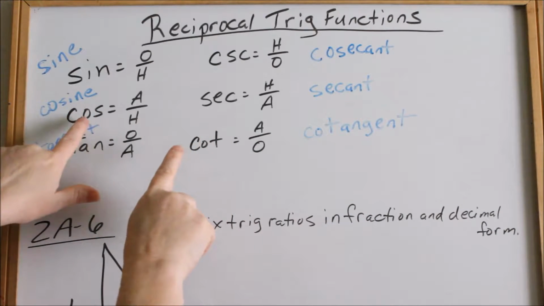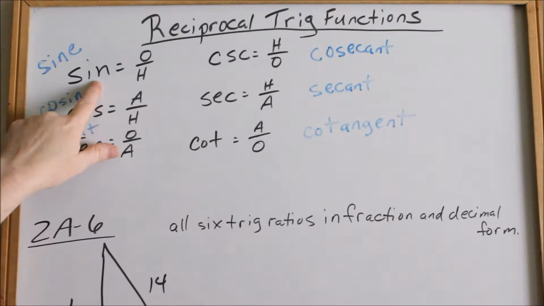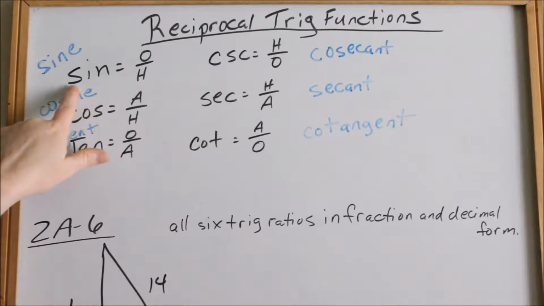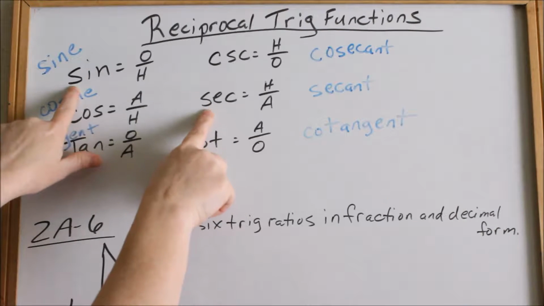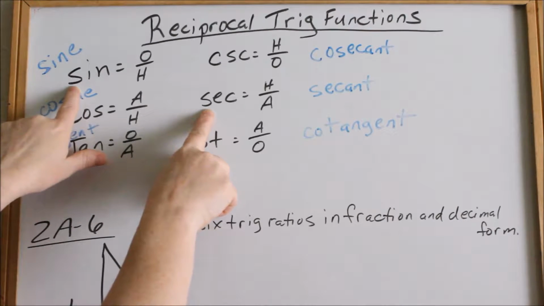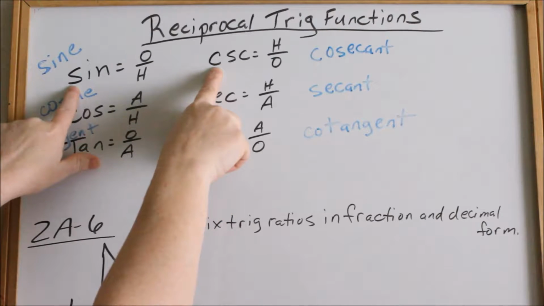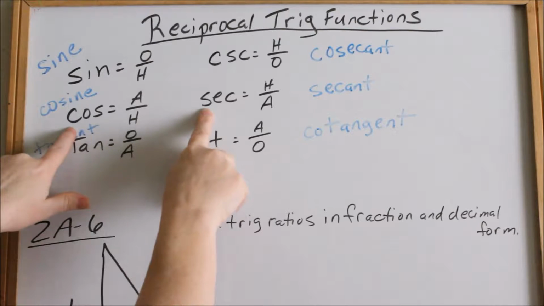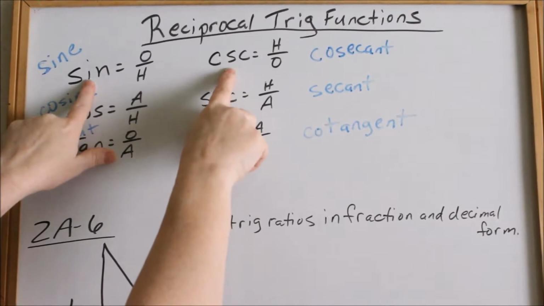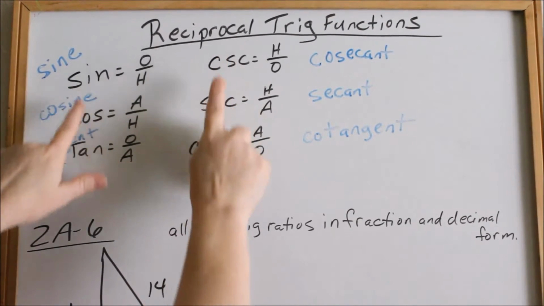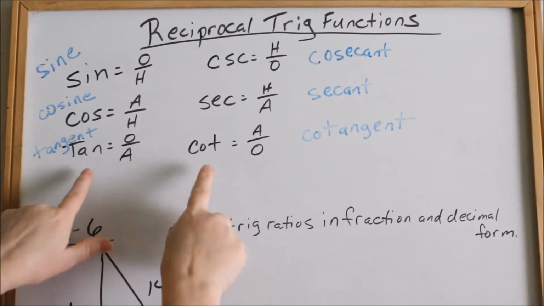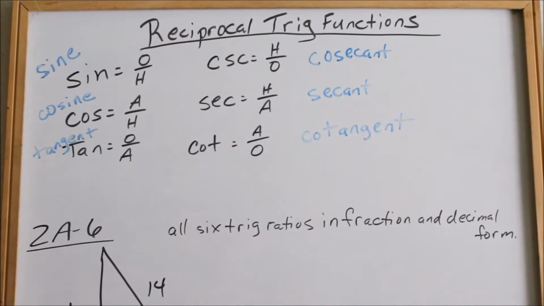With sine and cosine, you just need to remember that the first letters do not go together. Like sine starts with S and secant starts with S, but those are not reciprocals. So the S and the C's go together, and the S and the C's go together, if you want to remember it that way. So cosecant is reciprocal of sine, secant is reciprocal of cosine, cotangent is reciprocal of tangent.